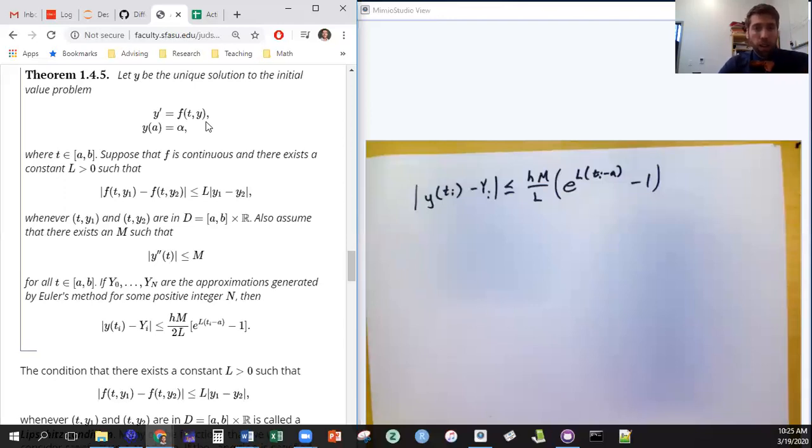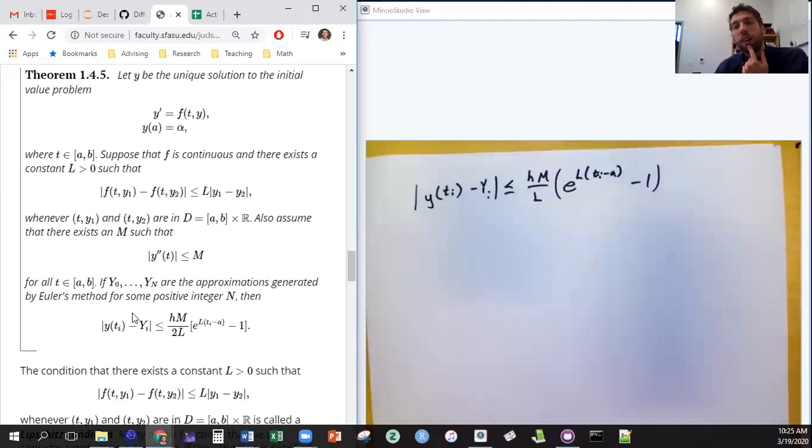And then you've got capital M down here. Capital M is a bound on the curvature of your function. So if on your interval the absolute value of the slope is bounded by L, and the absolute value of the curvature is bounded by M, then you know that your error is within a certain amount.